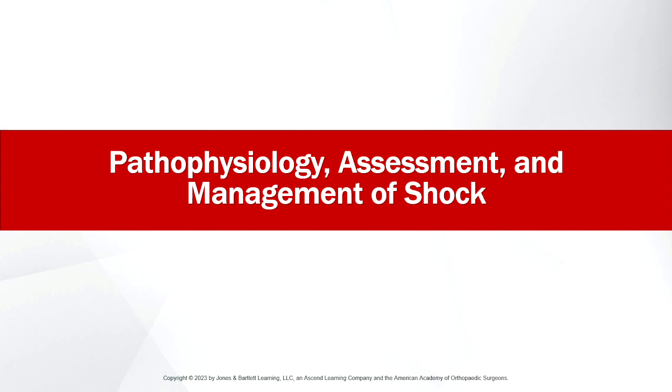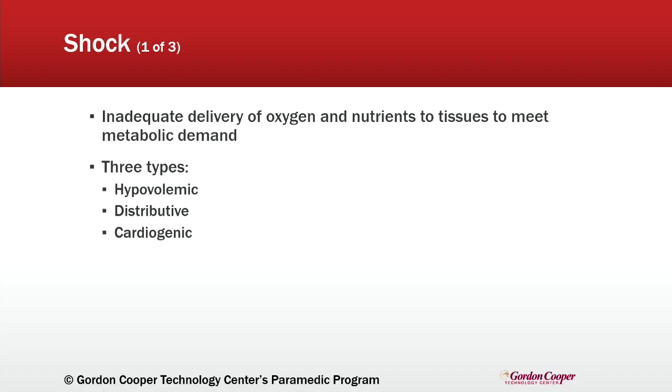Section 4, maybe a tad bit on section 5 as well. We'll talk about that. So let's talk a little bit about assessment and management of shock in the pediatric patient. Of course, shock occurs when there's inadequate delivery of oxygen and nutrients to tissues in order to meet the metabolic needs of the body. There are 3 main types of shock that can affect both children and adults: hypovolemic, distributive, and cardiogenic. These are nothing new.